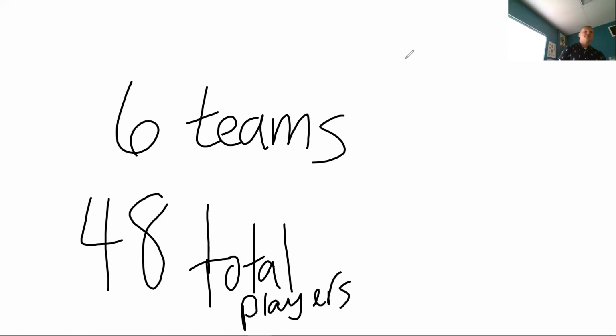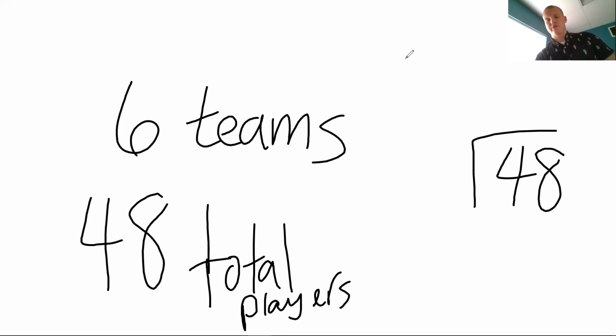So maybe this is a tryout session where he's trying to figure out who's going to be on what team, or maybe he's just separating varsity team, JV2, JV3, freshman team. You have 48 total players. So how would I figure out how many people are on each team if there was an even amount on each team? Ian? Divide 6. Yeah, we're doing division.